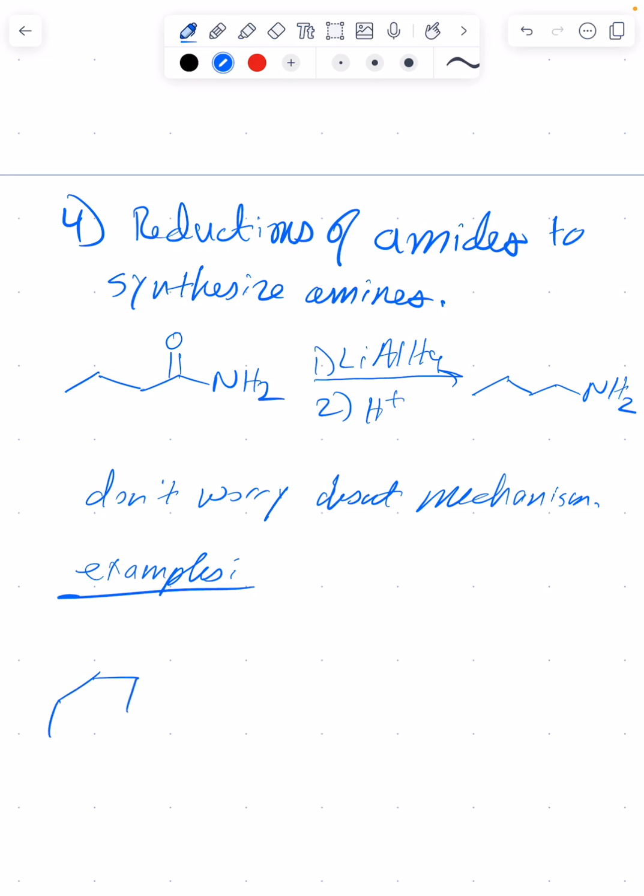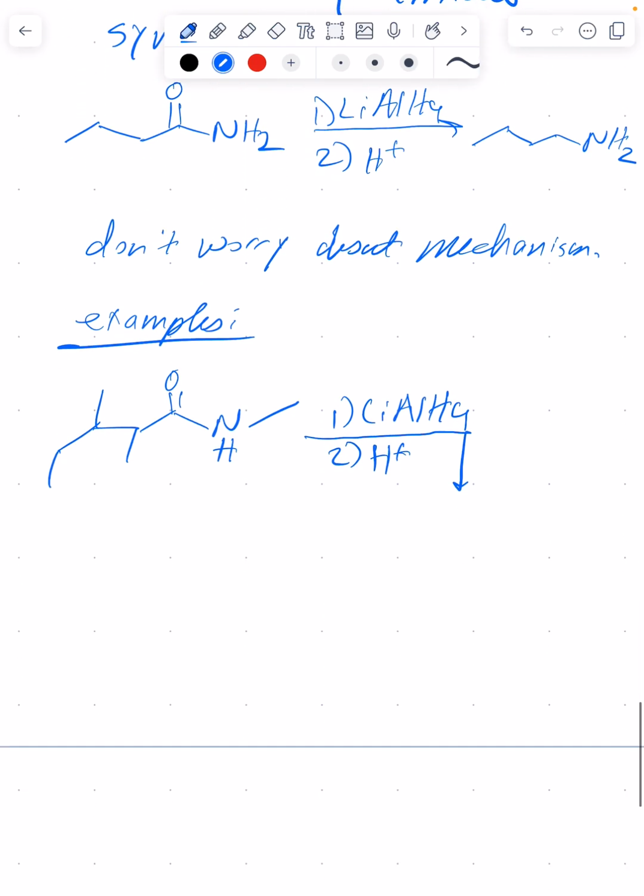So let's say, for instance, I had this amide. If I end up treating that with lithium aluminum hydride, followed by a little bit of H+, what I'm going to do there is effectively remove the carbonyl, and that's going to give me, in this case, because I have a secondary amide, I'm going to make a secondary amine product. So I get this product where I effectively remove the presence of that carbonyl.